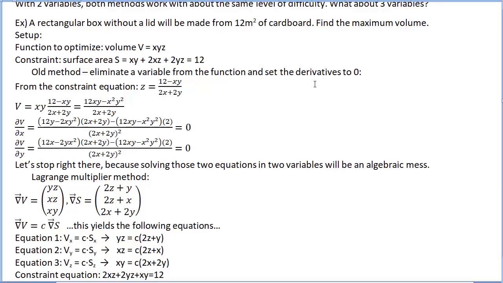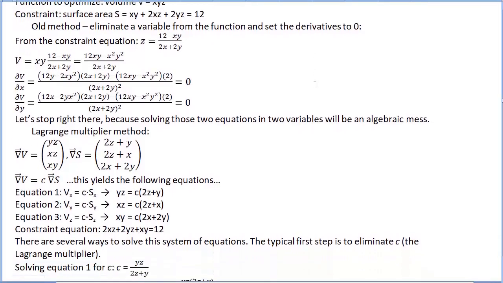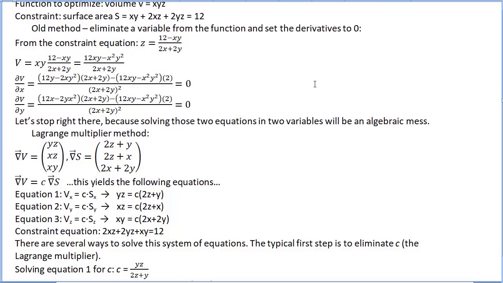So again, it's important to organize this solving method. It's not as straightforward as linear equations. And typically the first thing you want to do is use one of the equations to solve for c and eliminate c. There's a couple different ways to go. I'm going to choose equation 1 to solve for c. So do that and you get c equals yz over (2z plus y). And now we can eliminate c by substituting.